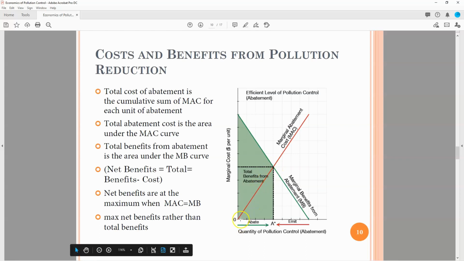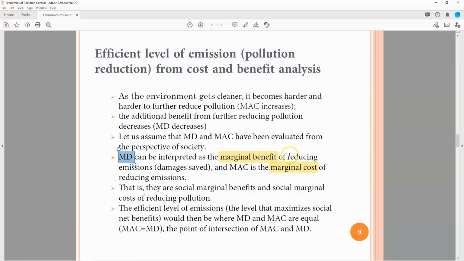Enclosed by the red line, green line, and the y-axis. So that's the cost and benefit analysis. So still, the optimal level of pollution control, or the optimal level of pollution, is the intersection of those two lines, of MB and MAC.